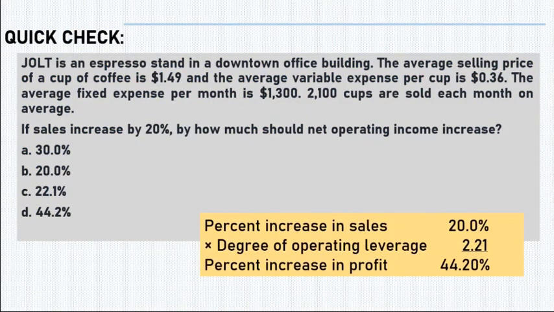If sales now increase by 20%, by how much should net operating income increase? To get the total percentage increase in profit, we just have to multiply the percent increase in sales, which is 20%, by the degree of operating leverage, which is 2.21. So the total percent increase in profit is 44.20%.